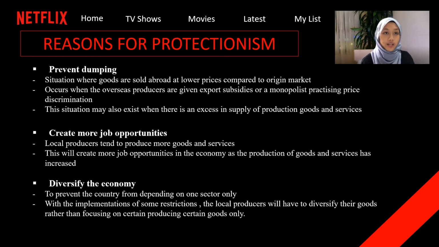Lastly is to diversify the economy. It is to prevent the country from depending on one sector only. So with the implementation of some restrictions, the local producers will have to diversify their goods and create a wide range of goods rather than focusing on the production of certain goods only.